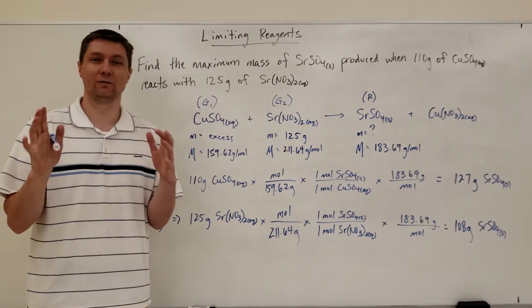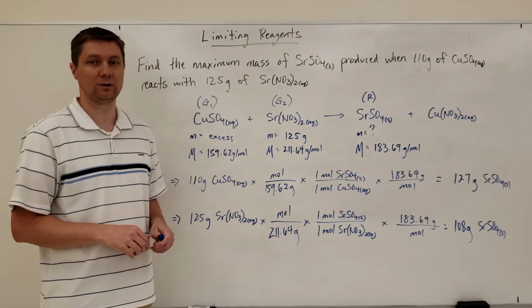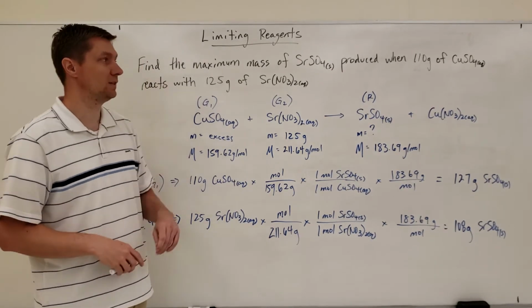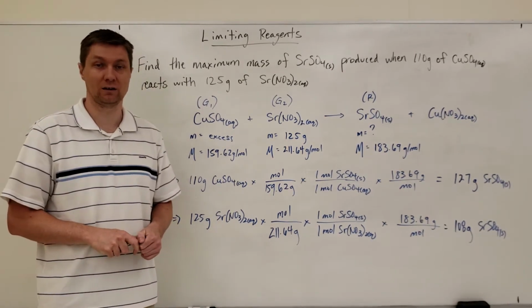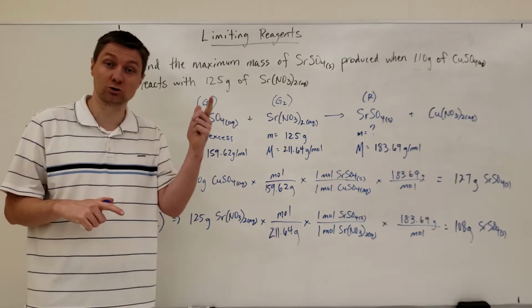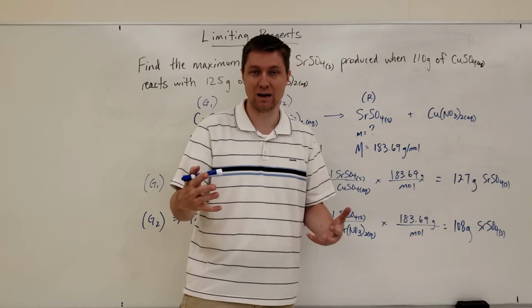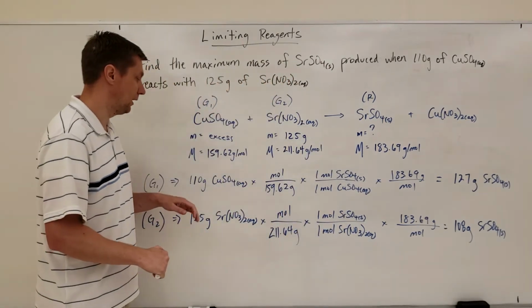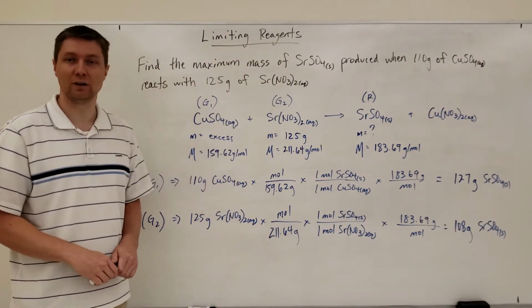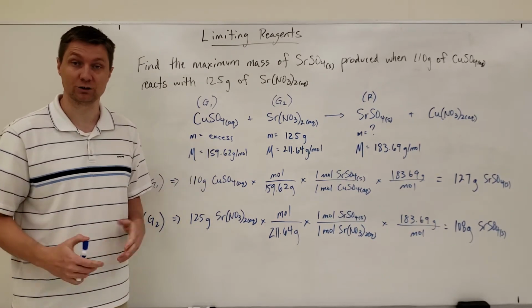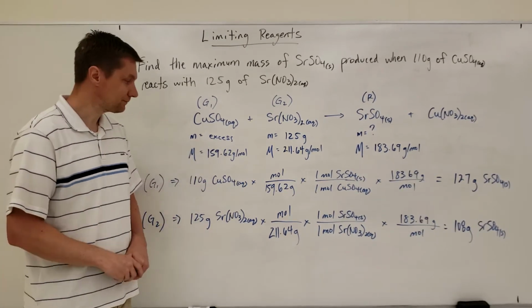So here's another very common mistake that kids will make at this point of the question. They'll say, okay, the question says find the maximum mass of strontium sulfate. And they think maximum means larger. And so then they go ahead and say, okay, well, 127 grams is the maximum that can be made. And so copper 2 sulfate is my limiting reagent. Done. I'm finished. Turns out they'd be wrong.